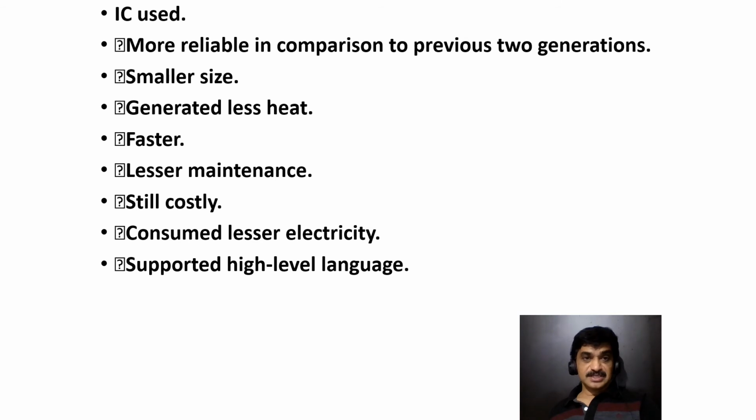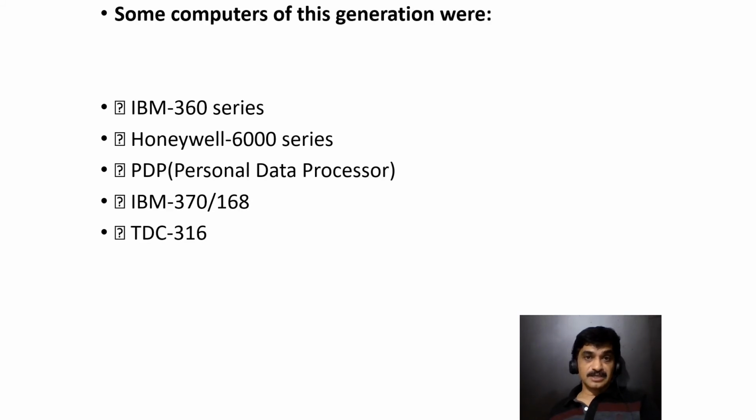Here the best features are: ICs, integrated circuits, were used, more reliable, the size was smaller, less heat was generated, it was faster, maintenance cost was a little bit less. But the cost of the machine was almost high, and it consumed less electricity compared to the first two generations, and supported high-level languages like COBOL, Fortran 2 to 4. If you see the examples: IBM 360 series, Honeywell 6000 series, PDP or Personal Data Processors, IBM 370/168. These are the models of the computers.